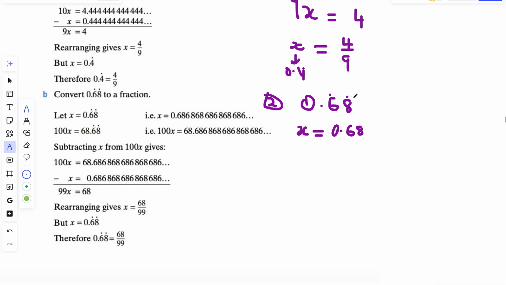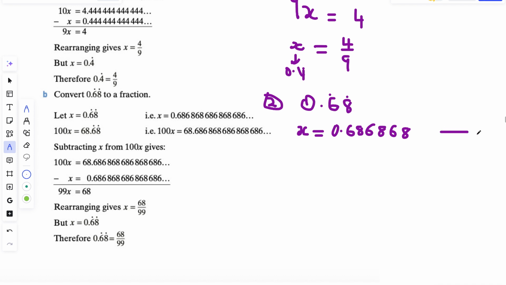Since there are dots on both of them, 68 will keep repeating itself. 68, and so on and so forth, right? And then, since two numbers are repeating themselves, I'm going to multiply both sides to get equation 2.